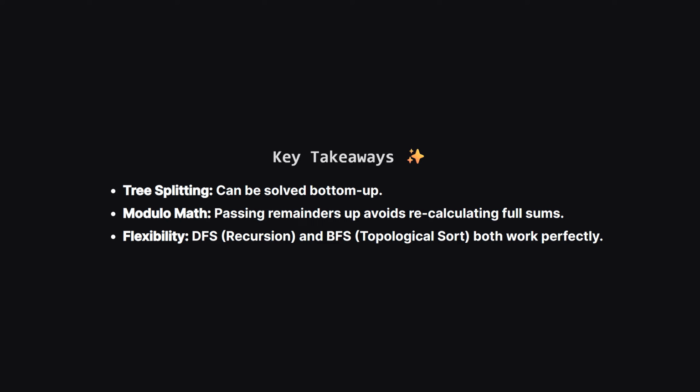So let's wrap it up. We looked at 3 ways to solve this. The core takeaway is that tree-splitting problems can often be solved bottom-up. Whether you use recursion with DFS or iteration with BFS and topological sort, the math remains the same. Check if a chunk is divisible, count it, and if not, pass the remainder up.